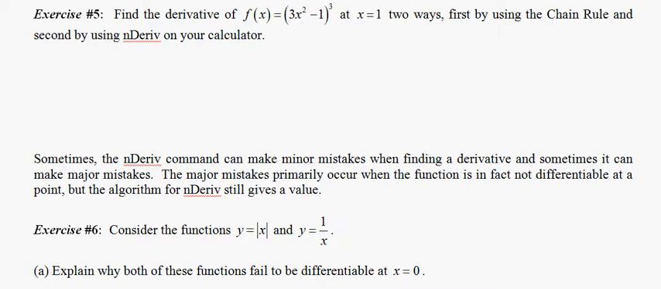Let's find the derivative of f of x equals 3x squared minus 1 quantity to the third at x equals 1. Let's do it using the chain rule. Then let's do it using the numerical derivative command on our calculator. Pause the video right now and find the derivative f prime of 1 using the chain rule. When you're ready to unpause the video, you could either then try to do the numerical derivative command on your calculator, or I'll show you how to do it one more time.